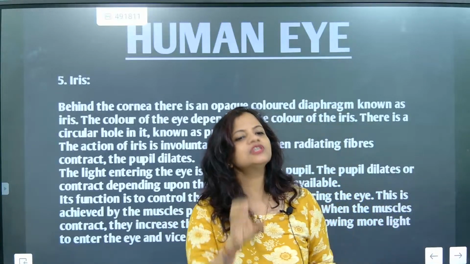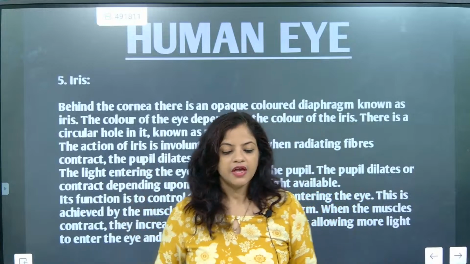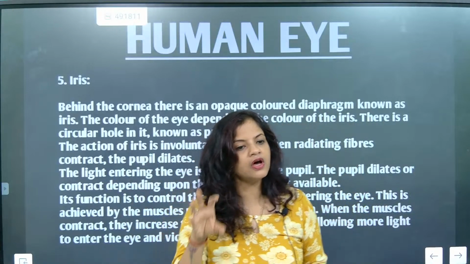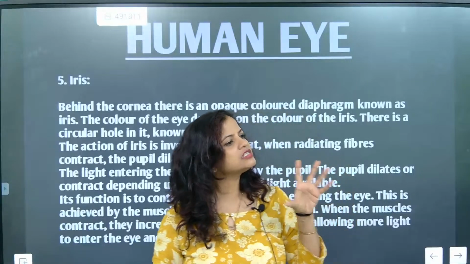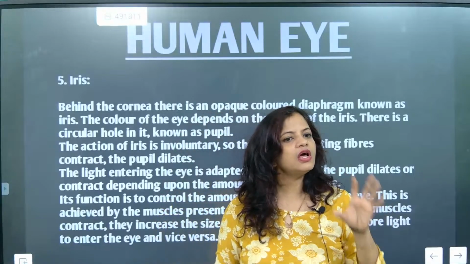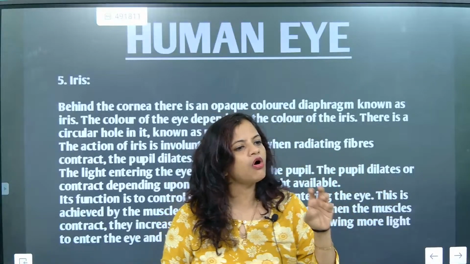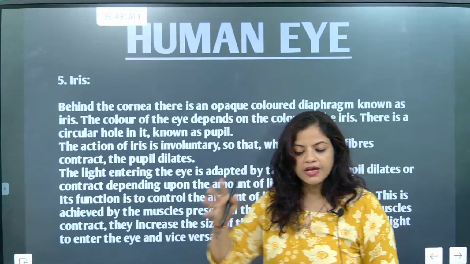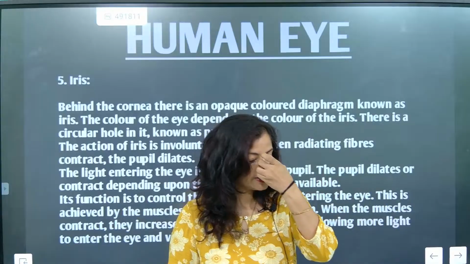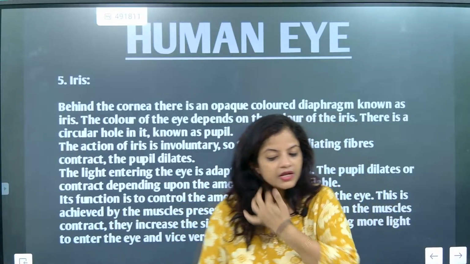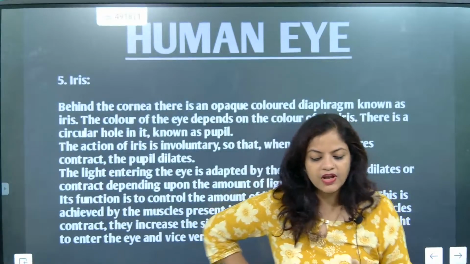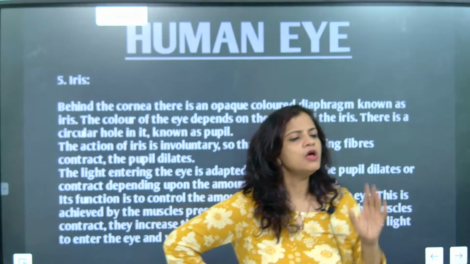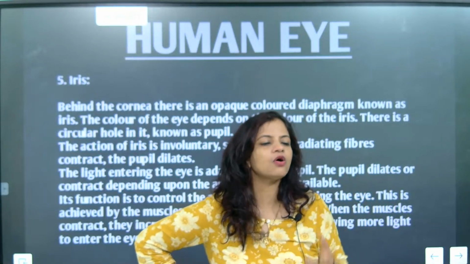Its contraction and relaxation will change the size of the pupil. And changing the size of the pupil will allow the light to enter or not to enter. So if you are in a dark room, what will happen? Can anybody explain that if you are in a dark room, your iris will contract or relax?